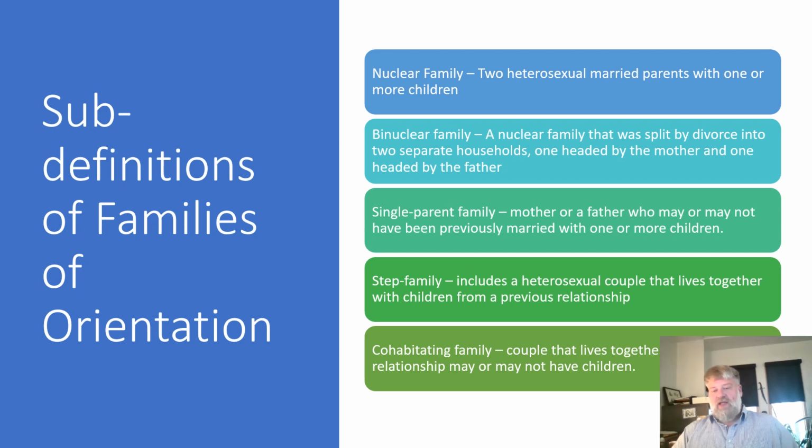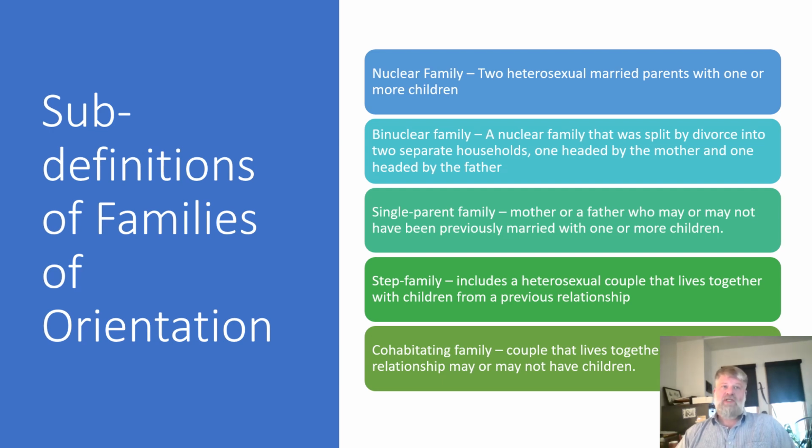This next slide explores some different sub-definitions of family of orientation. We had essentially a number of different subsets of structural families in the previous slide. So a nuclear family is your traditional heterosexual married parents with one or more children. A binuclear family is a nuclear family that was split by divorce into two separate households, one typically headed by a mother and the other headed by the father. More recent takes on this have included same-sex couple orientations as well.